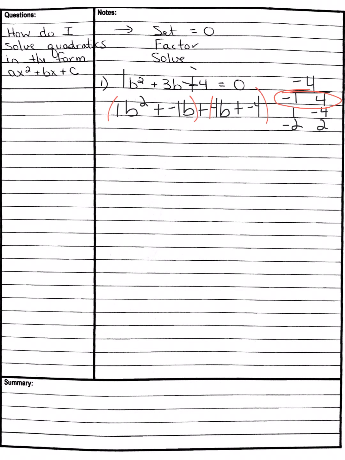On the first one, what can we divide out? We can take out a b. And what are we left with? We're left with b plus negative 1. Let's look at our last group. What can we divide out? We can divide out a positive 4. What are we left with? A b plus negative 1. Hopefully you remember the parentheses must be the exact same. So what do we have here? We have b plus 4 times b plus negative 1, and that equals 0.